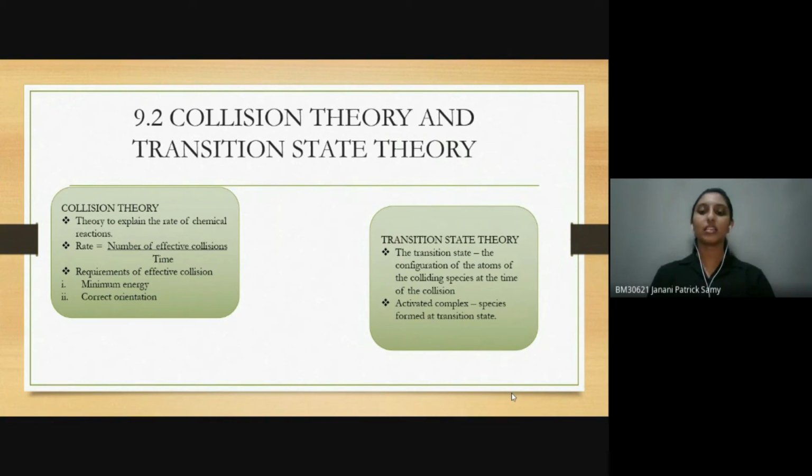So next is the transition state theory. The transition state is the configuration of the atoms of the colliding species at the time of the collision. The activated complex is the species formed at the transition state.